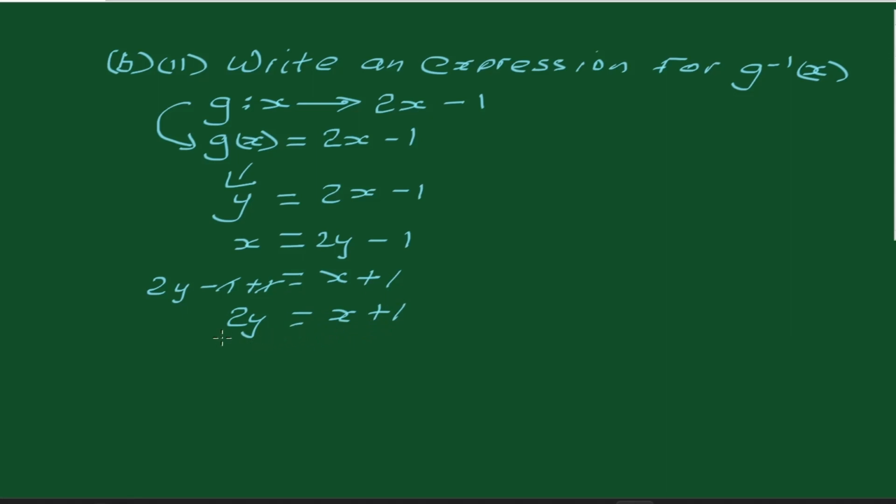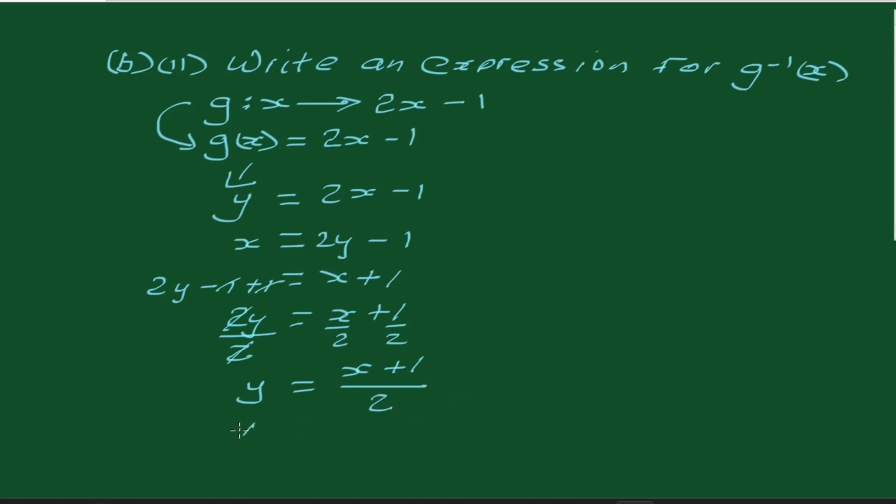Now having done that, I need to get rid of the 2. Because the 2 is connected to the y by a multiplication sign, I'm going to do the inverse of multiply, which is to divide. So I'm going to divide by 2. Each term on either side is divided by 2. Once we have a fraction and a fraction, we express the numerator over a common denominator, in this case 2.